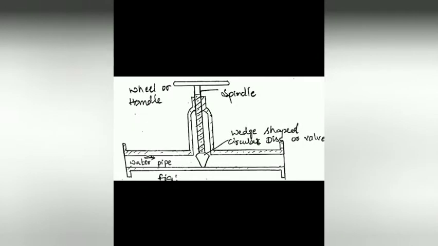To operate the spindle, we have provided a wheel or a handle. By operation of the handle, the spindle can be moved up and down. To the spindle, we have attached a wedge-shaped circular disc or a valve. This particular portion we call the circular disc or valve. When it is operated up, the water will run in the pipe. When it is closed in its position, it will not allow any water to move further. So this is the simple structure of how the gate valve or a sluice valve is provided.